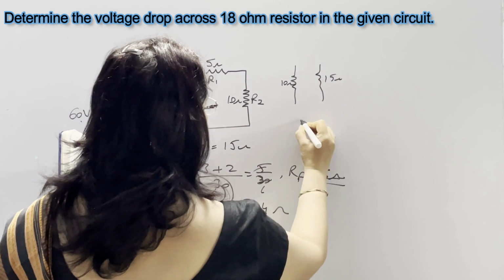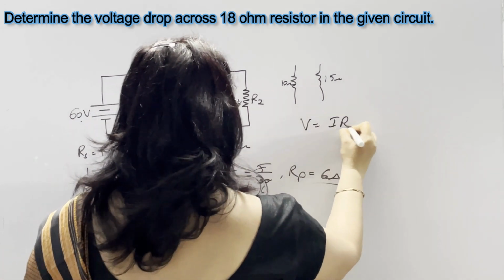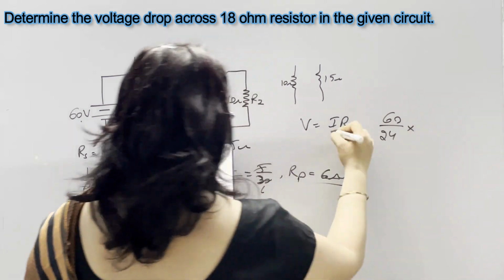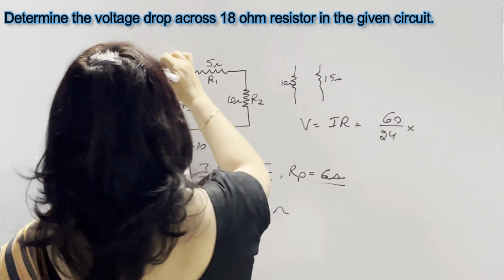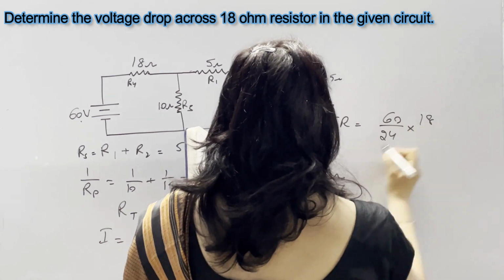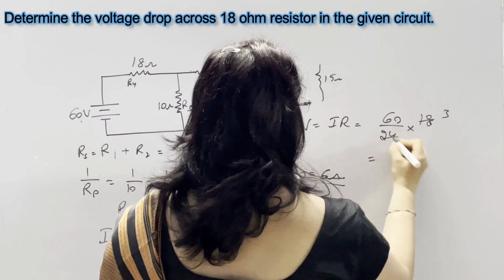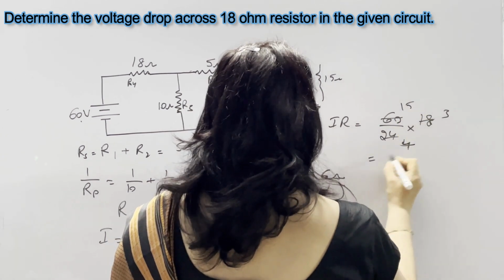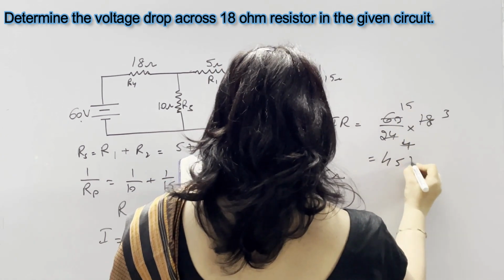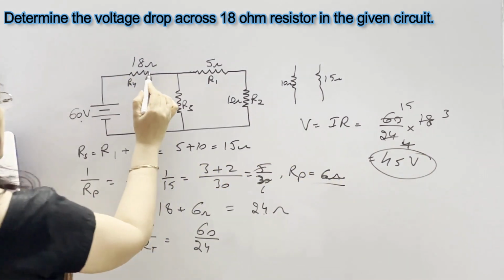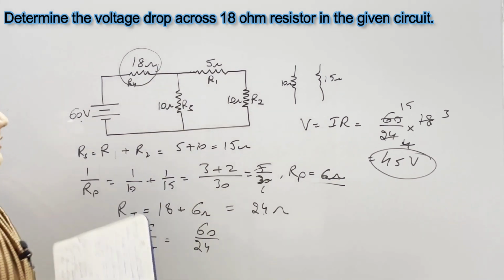So for voltage drop, V is equal to I into R. 60 upon 24 is the value of the current, and the resistance we are taking is only 18 ohm. So 18 times 60 upon 24. 6 3 18, 6 4 24, 4 15 60, then 15 into 3. It means 45 volt is the voltage drop across this 18 ohm resistor.